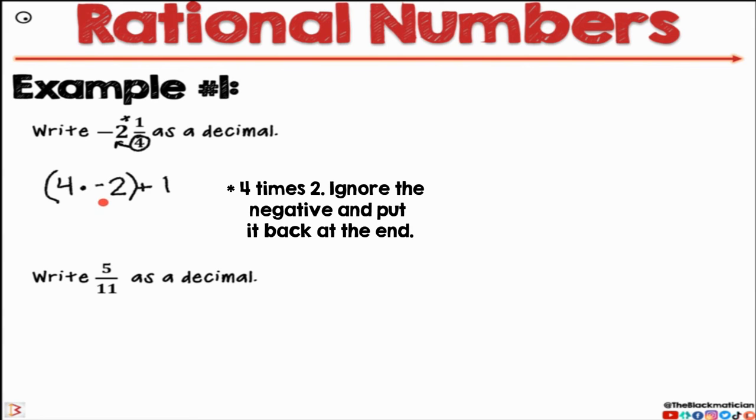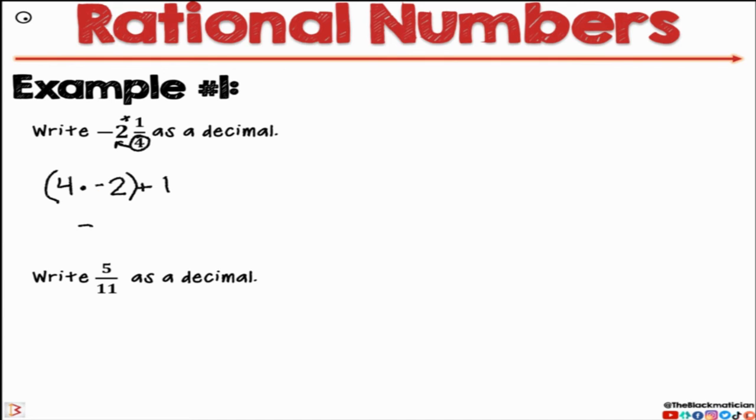We have 4 times -2, so we're multiplying two integers with different signs. So our answer is going to be negative, and that gives us a -8 plus 1. Now we're adding two integers, and remember we're going to add and keep the bigger sign. 8 is bigger than 1, so our answer is going to have to also be negative, and then we're just going to add our integers. So we're going to do 8 plus 1, and that gives me 9. So our new numerator for our improper fraction is going to be a -9, and we're going to keep the denominator as 4. So we turned our mixed fraction into an improper fraction.